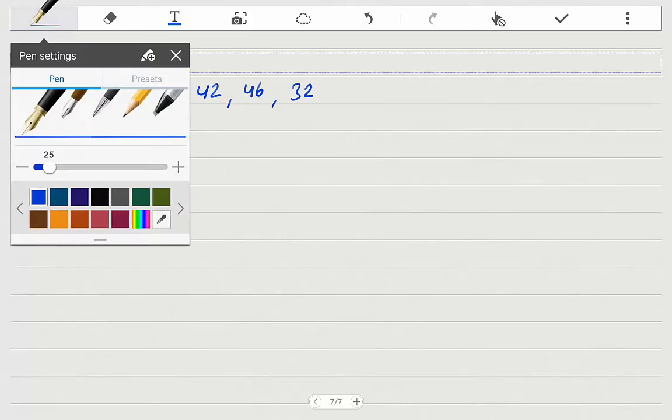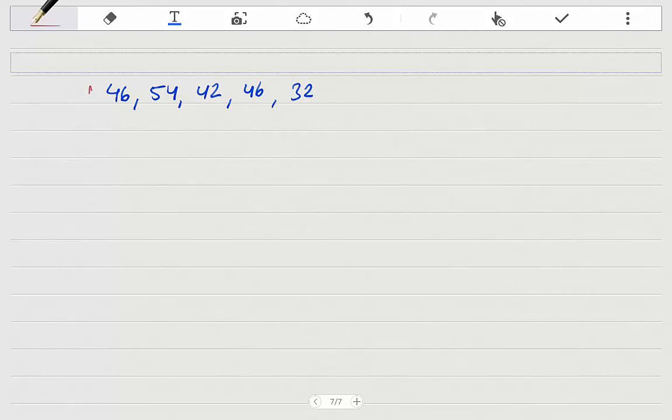All right, welcome to this next part of the Z-table discussion we were having. Suppose these are the 5 data points you have: 46, 54, 42, 46, and 32. So the mean here is 44, and the standard deviation, sigma, is 8. Okay, you have to trust me on this. You can go ahead and do the calculation. You should get the same value.